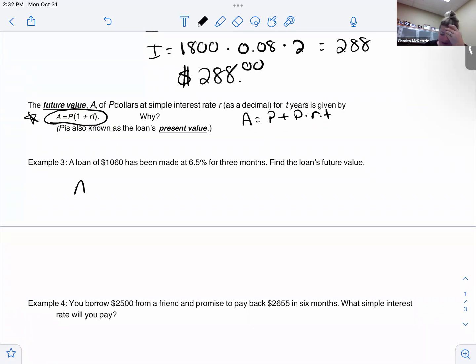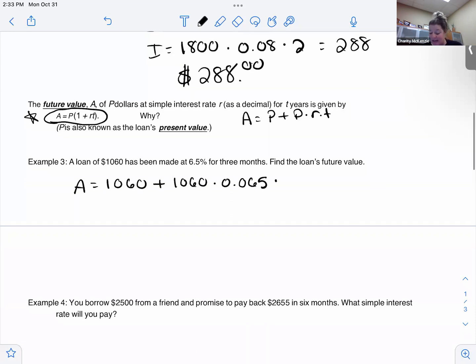Okay, so we have our A equals our P, that's our $1,060, right? Plus our $1,060 times our rate. Move your decimal 2 places, right? So it's 0.065 times, okay, we said time is always in years. So if I have 3 months, it's 3/12 because this is in years.